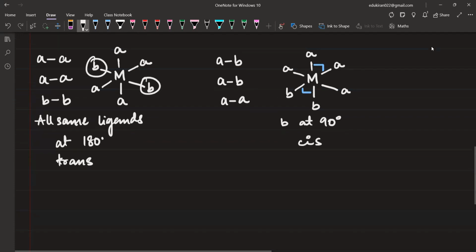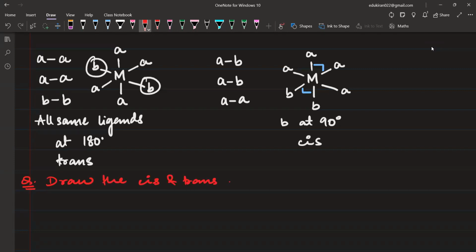Now I will give you a question. Try to make it by looking at this. Draw the cis and trans isomer of cobalt NH3 whole 4 Cl2 positive.